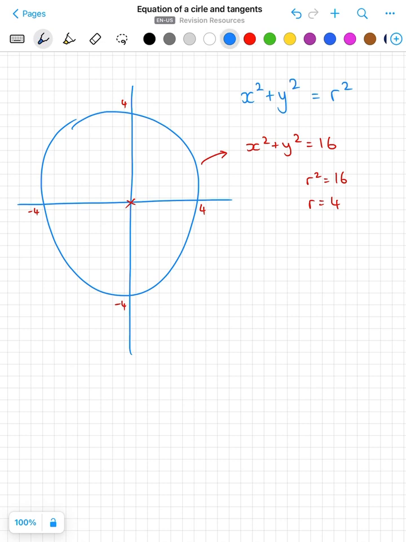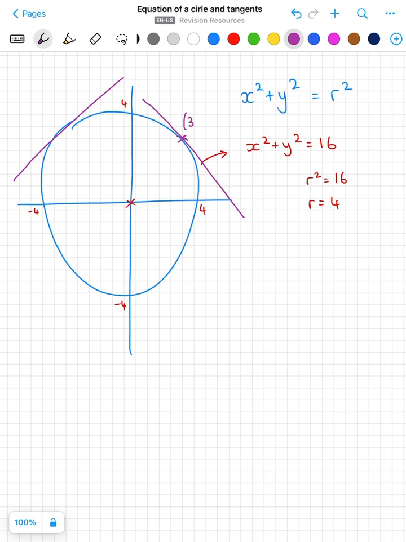If we were looking at a tangent to this circle, so a tangent is a straight line that touches the edge of your circle. So let's consider we have a tangent that touches the edge of our circle at coordinate 3, 5. And we want to find the equation of that tangent.